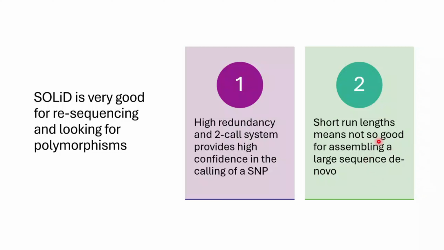The other thing is the short run lengths. When you're doing small pieces, this technique is not so good for it because it does so many reads that you will end up doing more work for no reason. So there are better methods to do this. If you have large sequences that you're trying to assemble de novo, you will not use SOLiD, okay? Because you're basically reading and rereading and rereading the same piece too many times, and that's not interesting when you're doing de novo sequencing. Okay.